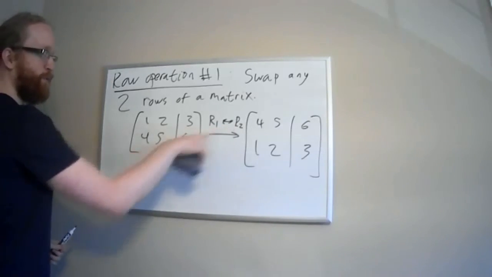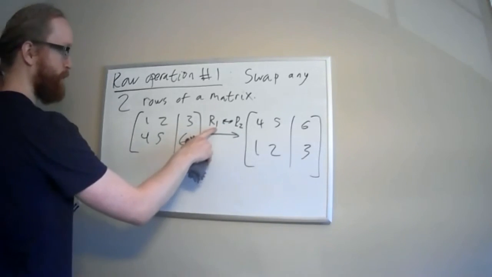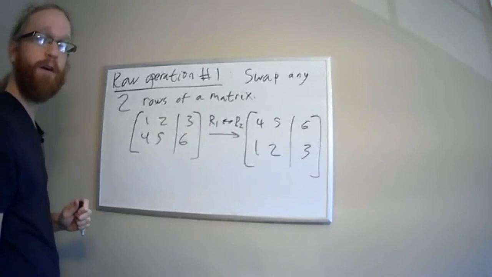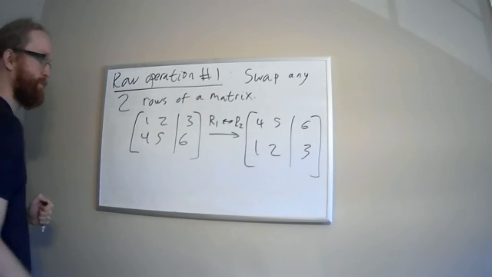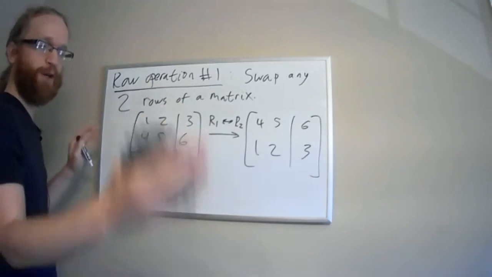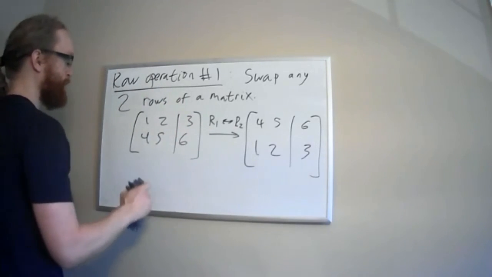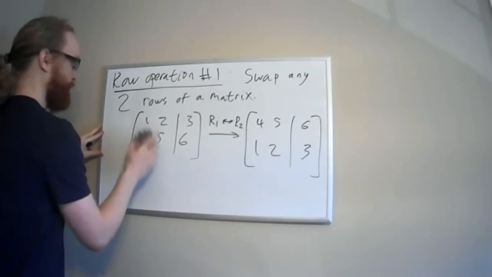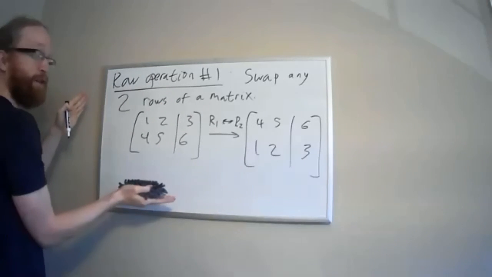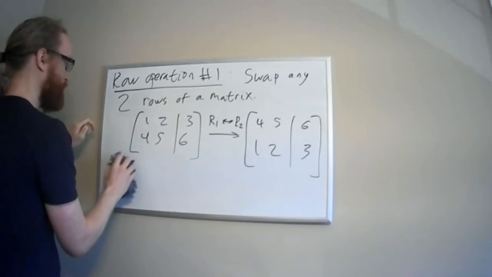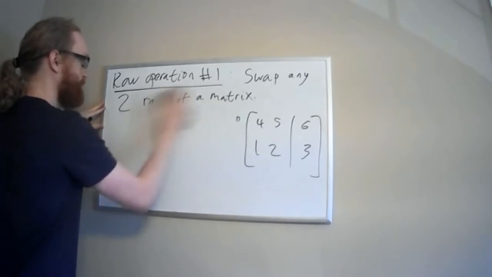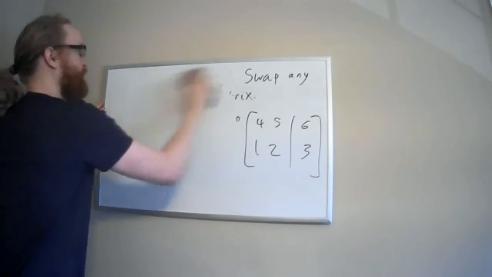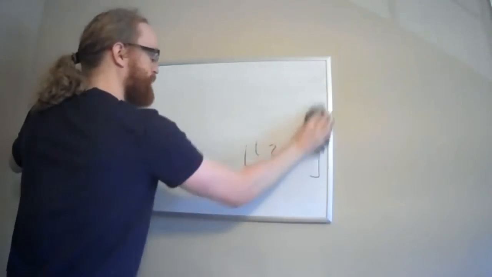So I might use these symbols sometimes, R and then the little number representing which row I'm talking about. If you're never sure what I'm writing, just unmute your mic and let me know, and I will answer your question. Okay. So first row operation is we are allowed to swap rows. We can interchange any two rows. That's sort of the easiest one to get our hands on.